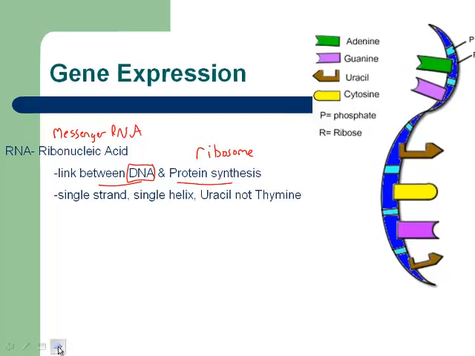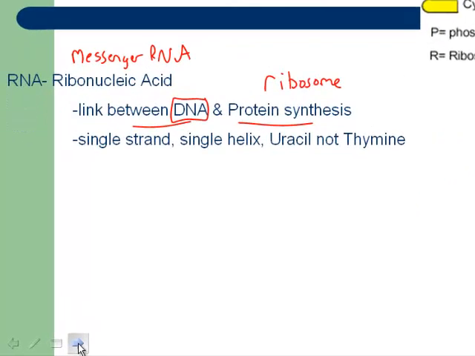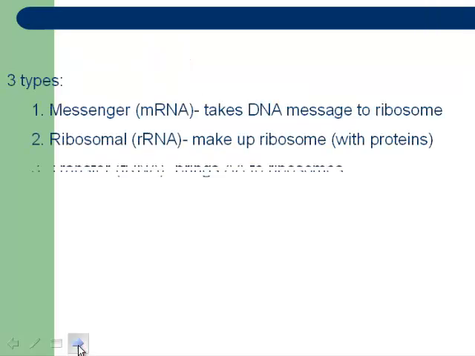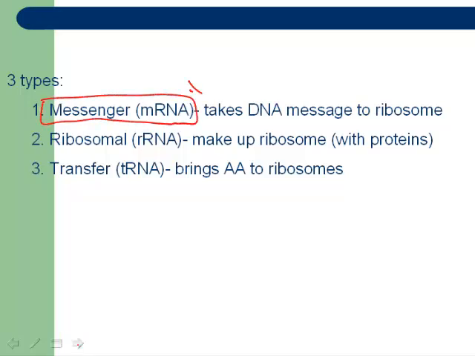Okay. So detail things like we talked about in biomolecules, single-stranded, single helix, which means that it's just got this one coil, and it uses uracil, not thymine. Like I was saying, there's three types. We have messenger RNA. This is the one that we're going to refer to the most. This next one, transfer RNA, we're going to talk about this one next time. And then this ribosomal unit, RNA, all you have to think about is it makes up the ribosome.